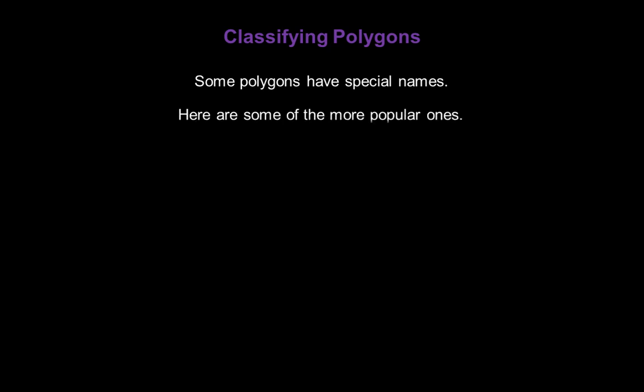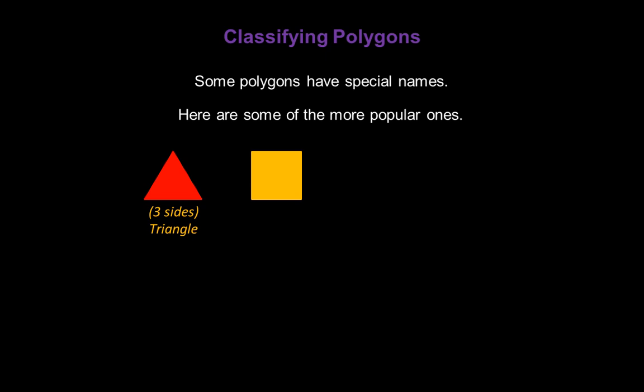Some polygons have special names. Here are some of the more popular ones. This particular figure has three sides. We call it a triangle. This figure has four sides. It's a quadrilateral.